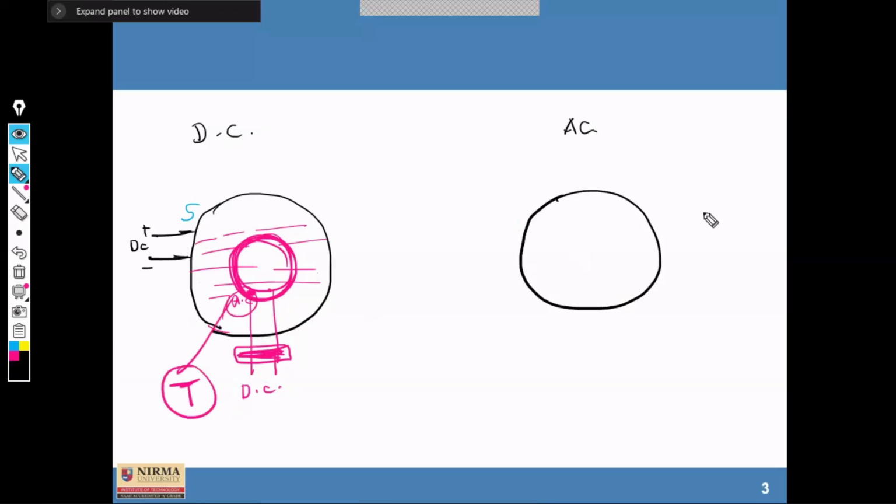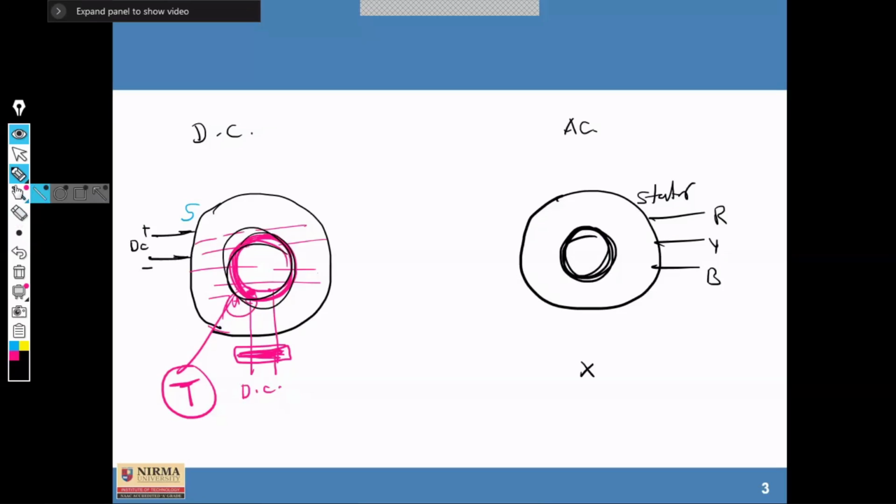Now in AC machines, the supply is given three-phase, for example R, Y, and B. Three-phase supply is given to the stator, but in the rotor, the supply is not given. So this is the difference here. Here, we are conducting supply to the rotor circuitry by means of a commutator and brush arrangement, but here we are not giving any supply to the rotor circuitry.